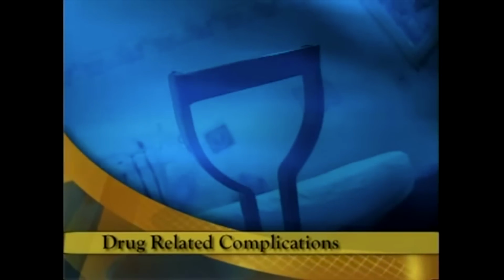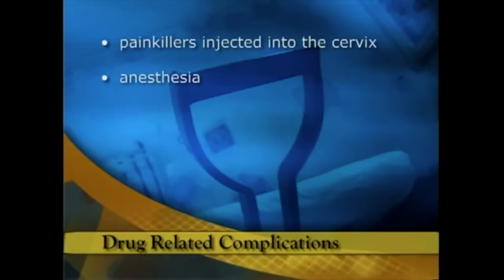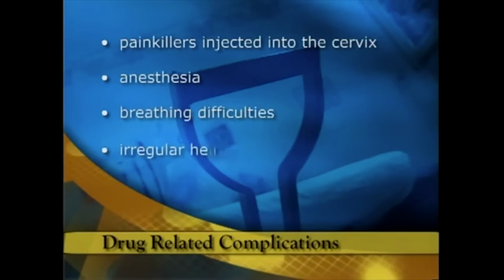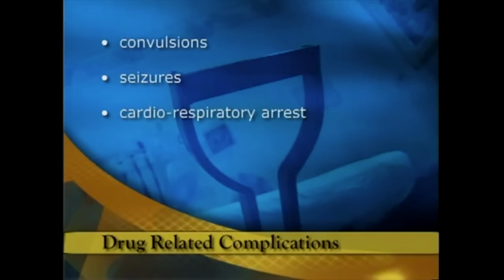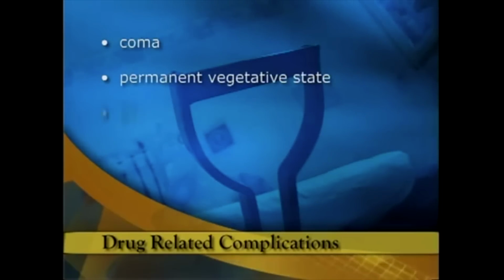A significant percentage of abortion injuries and complications are related to the painkillers injected into the cervix or the drugs used for anesthesia. These chemicals can produce breathing difficulties, irregular heartbeats, convulsions, seizures, or cardiorespiratory arrest. When those events occur, the woman involved is at an elevated risk of sustaining permanent brain damage, lapsing into a coma, being left in a permanent vegetative state, or dying.